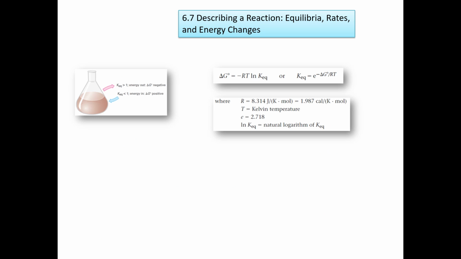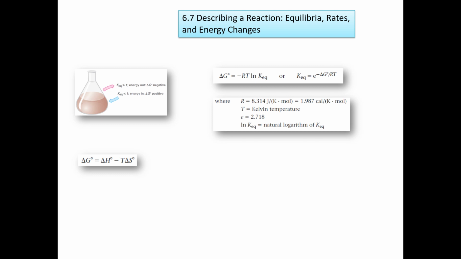We define the variation of Gibbs standard as minus a constant multiplied by temperature multiplied by the Neperian logarithm of the constant of equilibrium. We can arrive at this formula, where R is this constant, the temperature always has to be in kelvins, e is 2.7 more or less, and the Neperian logarithm of K is the natural logarithm of K of equilibrium.